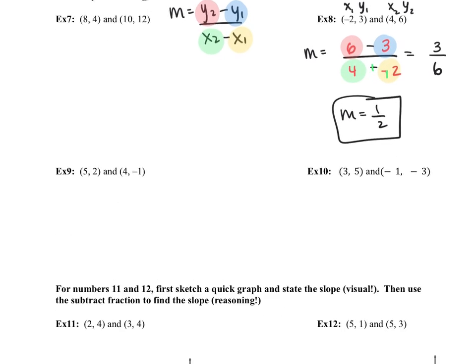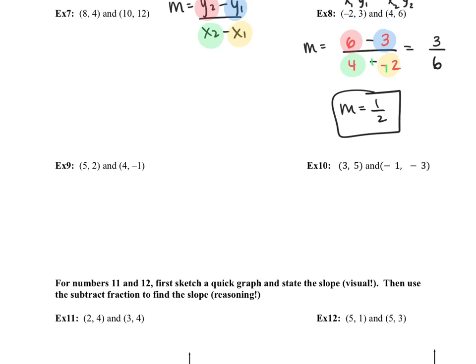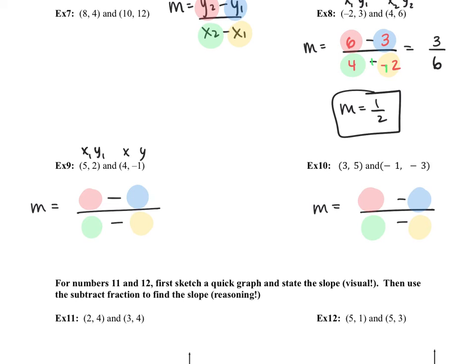On my next example, I can again set up my subtraction fraction. I've got my fraction with my 2 subtraction symbols. I can have my red ordered pair, or my red spot, my blue spot, my green spot, and my yellow spot. Then I'm going to label my ordered pairs, first x and y, then the 1s and the 2s. Then I can enter this information into my subtraction fraction. So y2 is -1, minus y1, which is 2, x2 is 4, minus x1, which is 5.